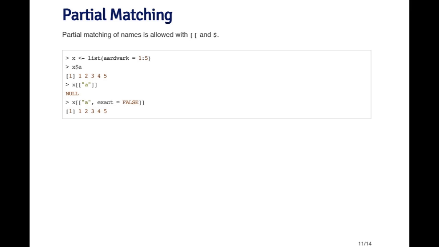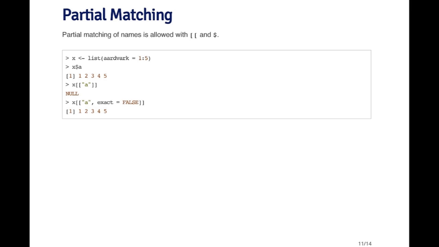So partial matching is a handy tool which can often save you a lot of typing at the command line. It's not particularly useful when you're writing out programs and functions, but it's very useful when you're working at the command line, typing things as fast as you can. The idea with partial matching is that it works with the double bracket and the $ sign operator.